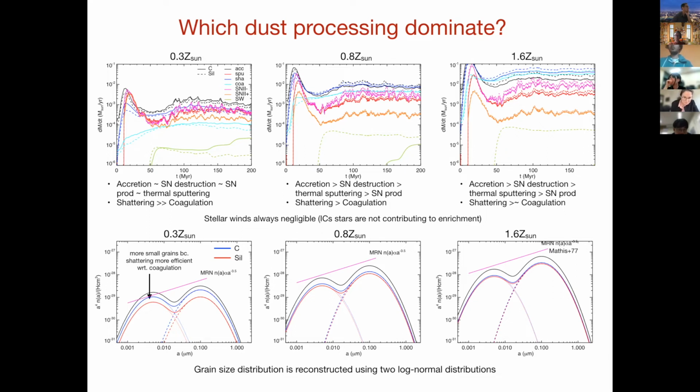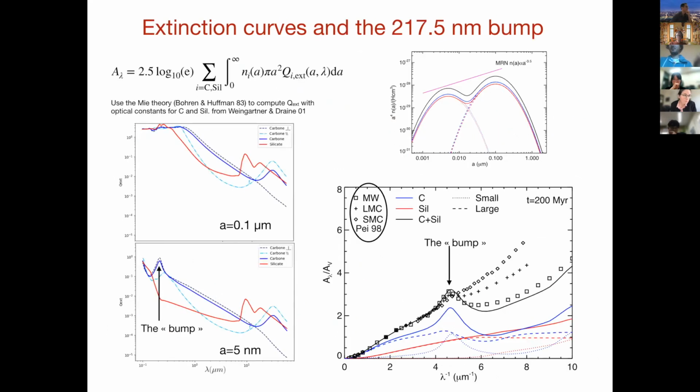Thank you. Accretion is becoming more and more comparable to supernova destruction, supernova production, thermal sputtering as well, and shattering is still much larger than coagulation. It's even larger than before, and this translates into, of course, more small grains because shattering is creating the small grains in the ISM, transferring mass from big grains to small grains. Okay, and the opposite thing is happening at higher metallicities, but let me skip that one as well.